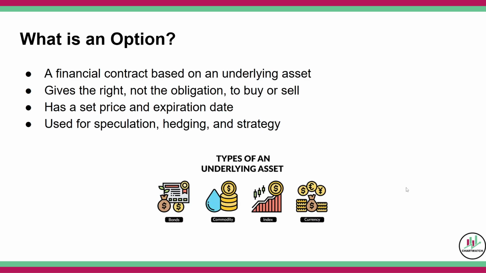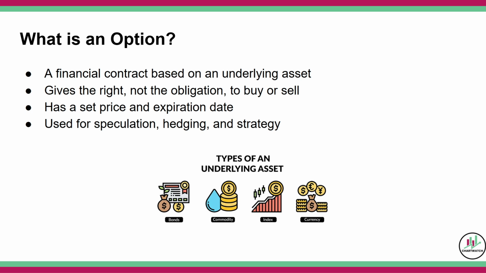So let's start with the core definition. An option is a type of financial contract that gives the buyer the right, but not the obligation, to buy or sell an asset at a specific price before a certain date. That might sound a little technical at first, but let's break it down piece by piece.